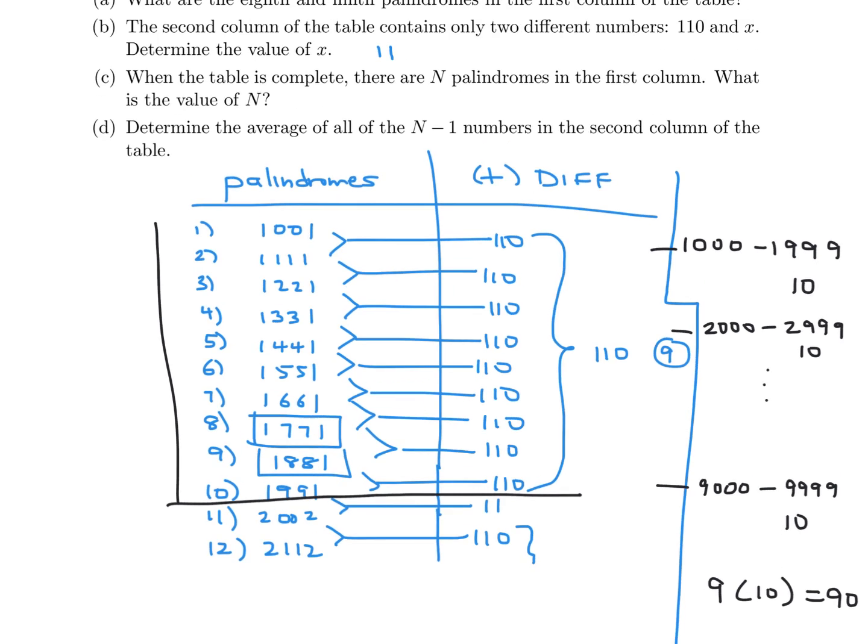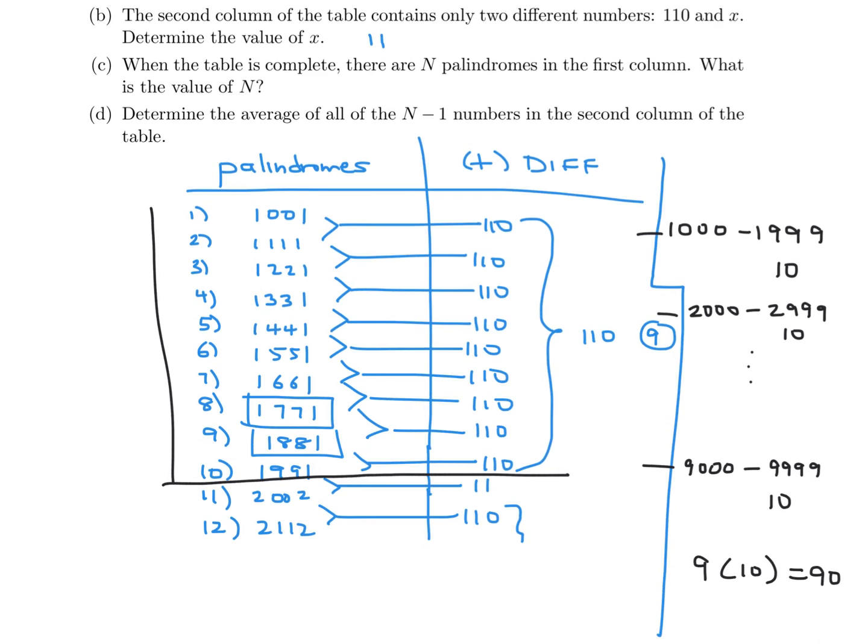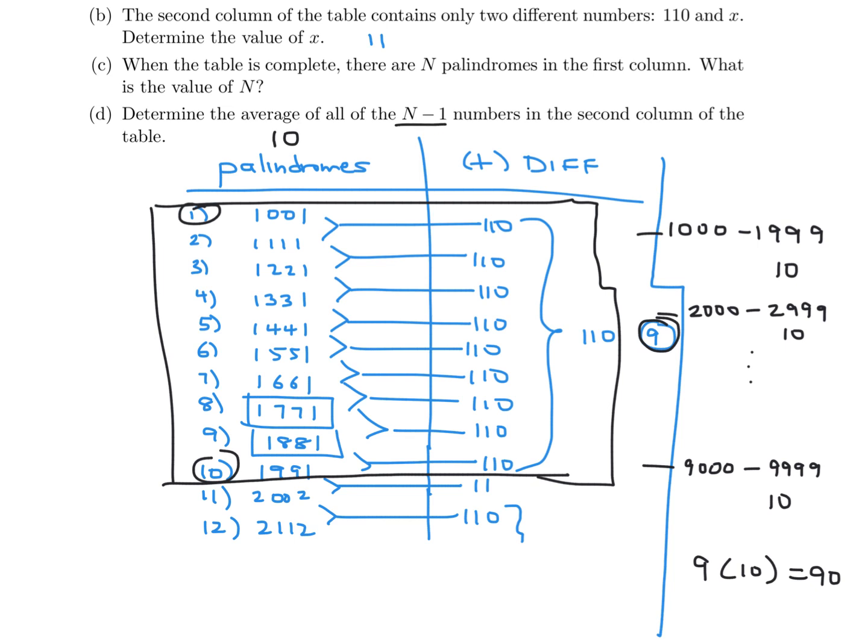Okay, finally, determine the average of all of the n-1 numbers in the second column of the table. So when they say second column of the table, there's this one. So there's n-1. Okay, that makes sense, right? Because think about it. If you just look at these 10, from 1 to 10, there were 10 palindromes, but there are 9 differences, right? So that's why if there are n palindromes, there'll be n-1 differences. And that's why there's n-1 in that second column.